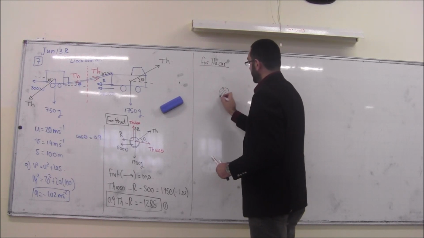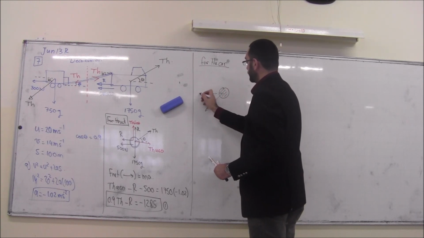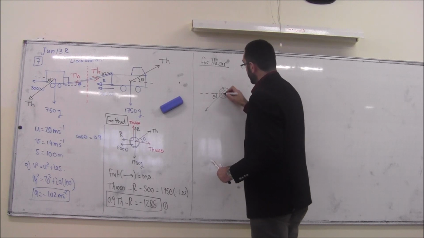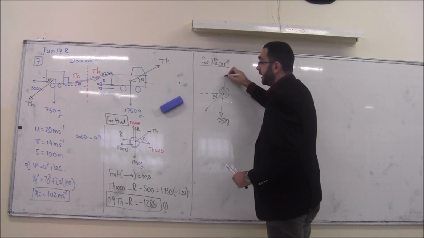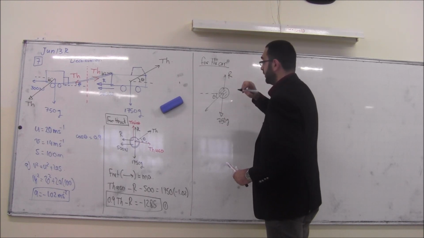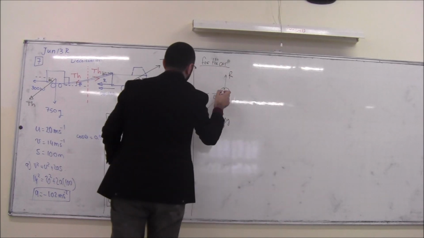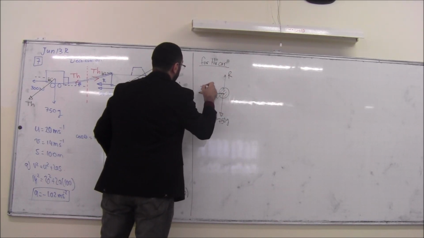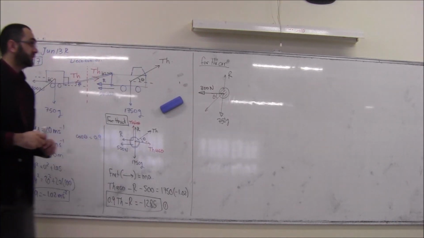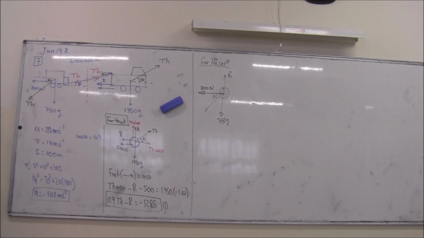This is the car, right? Thrust in this way, this angle is theta. Weight 750 g. Normal force upward and 300 newtons, which is the resistance, this way. These are the forces that are exerted on the truck.